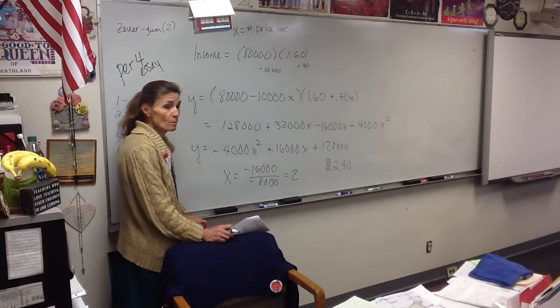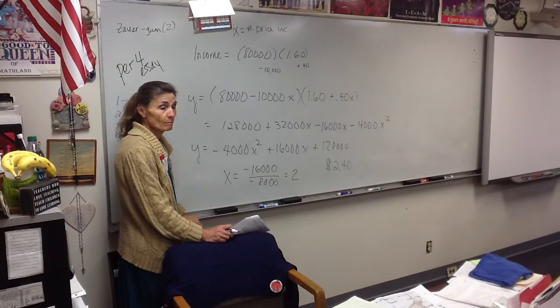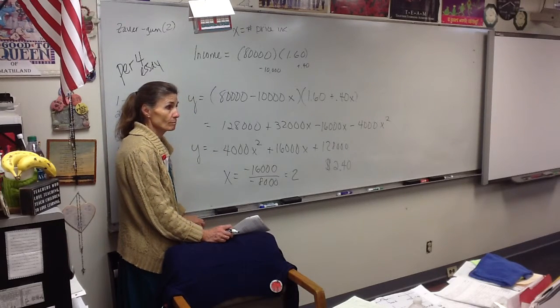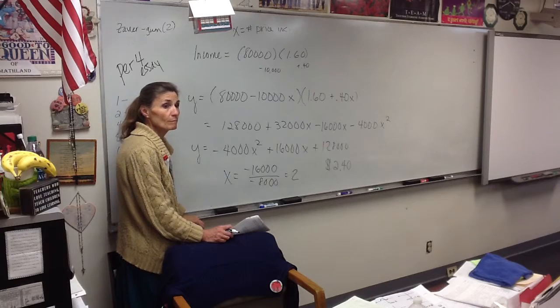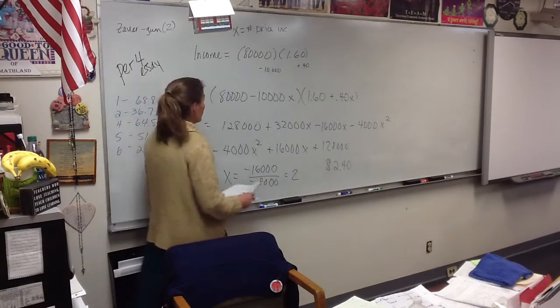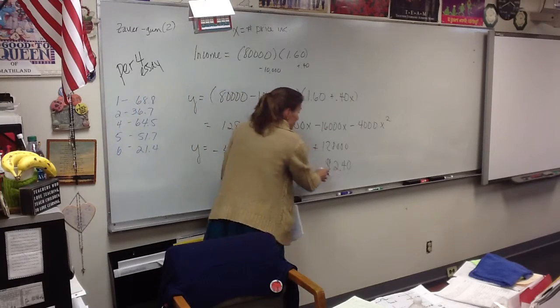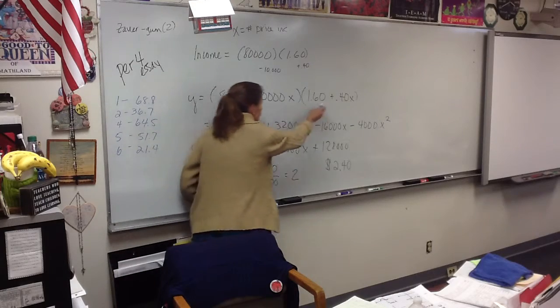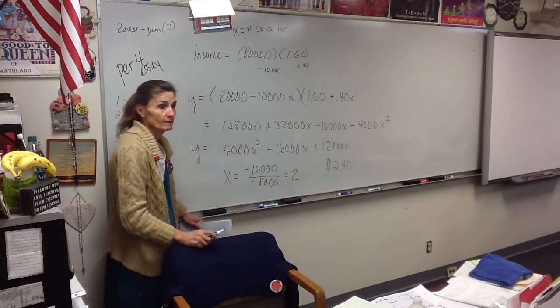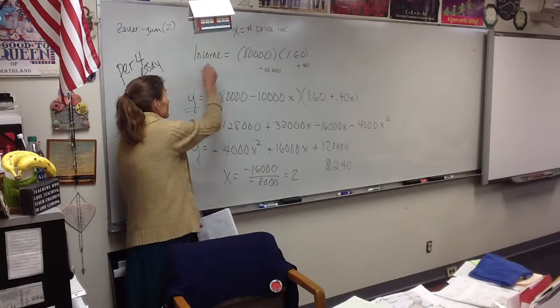What if it said, what is your maximum income? How would you find that? Multiply 60,000 by 240. Exactly. Multiply that 60,000 you just got times 240. In other words, put 2 into this equation and solve it. And that will give you your income.